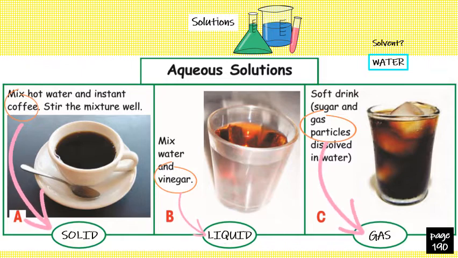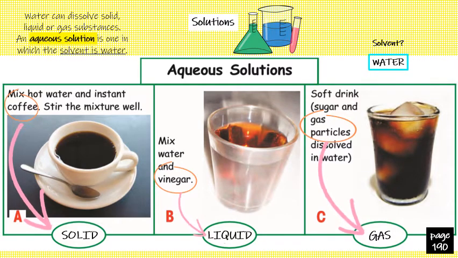Okay? When the solvent is water, the solution is called an aqueous solution. Okay? Water can dissolve solids, liquids, and gases. An aqueous solution is one in which the solvent is water. So we do not care for the solute. We look at the solvent. When the solvent is water, we call the solution an aqueous solution. Okay?